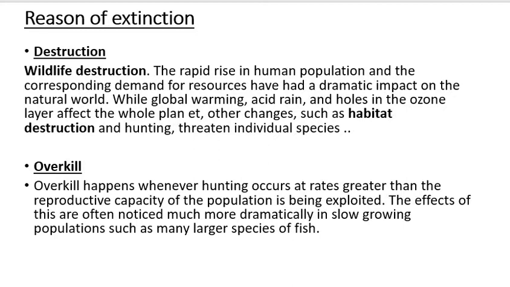Like the first one is destruction. Wildlife destruction is due to the rapid rise in the human population and corresponding demand for resources, which has had a dramatic impact on the natural world. While global warming is certain and holes in the ozone layer affect the whole planet, other changes such as habitat destruction and hunting threatened individual species.